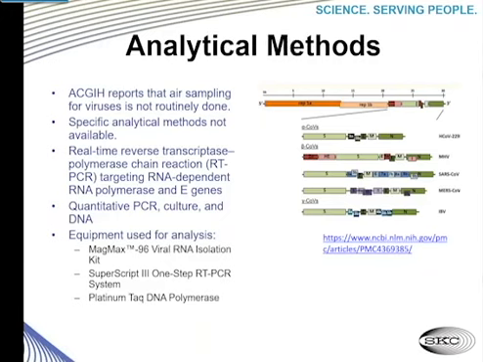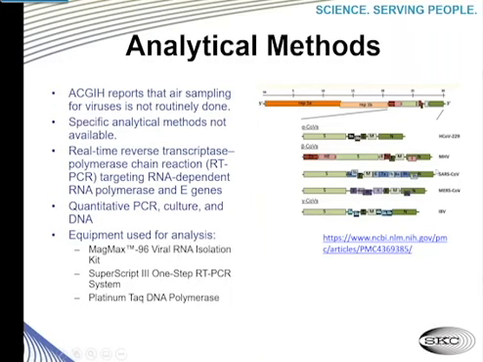Okay, now that we talked about the samplers available, let's talk a little bit about the analytical methods. The American Conference of Governmental Industrial Hygienists, or ACGIH, reports that air sampling for viruses is not routinely done. There are no specific methods from NIOSH or OSHA or other entities that we are aware of that can be used. In addition, there are no exposure limits available at this time for viruses, especially for COVID-19 or the respective virus, the coronavirus 2.